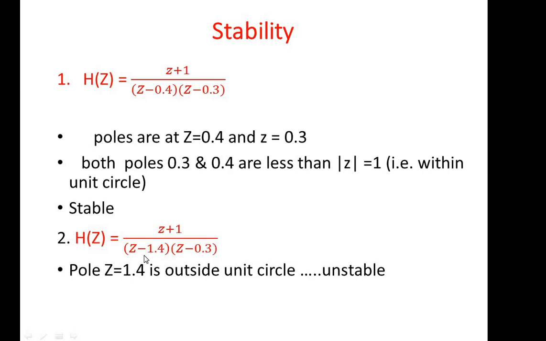So in order to consider stability, we have to include the unit circle. All the poles in a system should include the unit circle. Only then can we say that the particular system is a stable system. Okay, thank you.